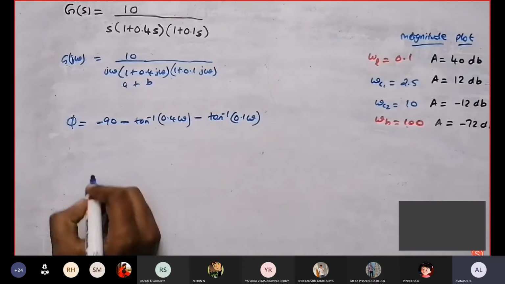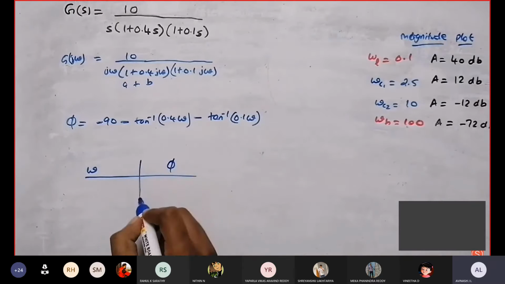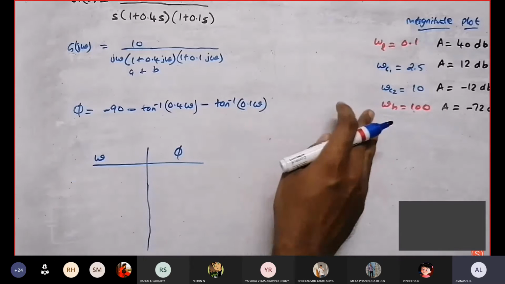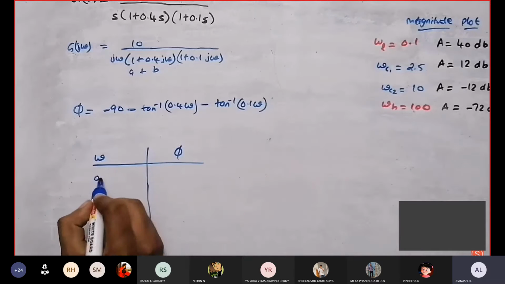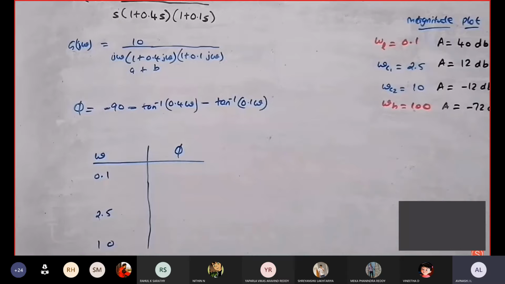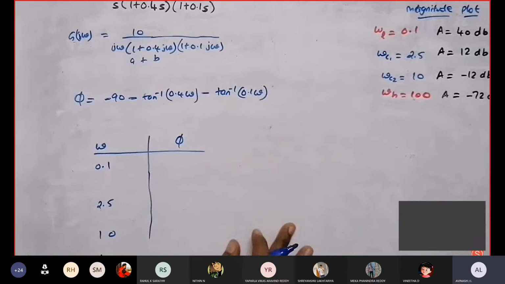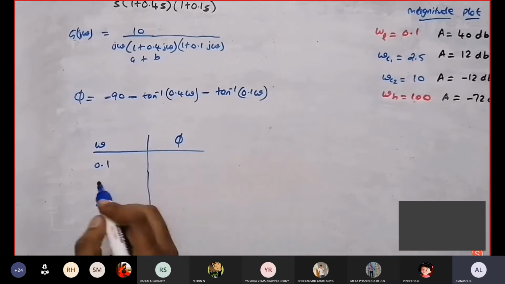Now we need to draw a table which consists of omega and phi. We should take all the values that we took for writing the magnitude plot. That is, we should take 0.1, 2.5, 10, 100. All those values we need to take. Other than that, we should take some more values to make the answer more precise. So 0.1 I took.